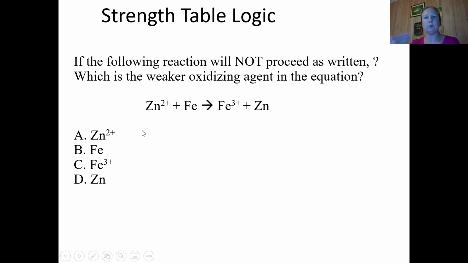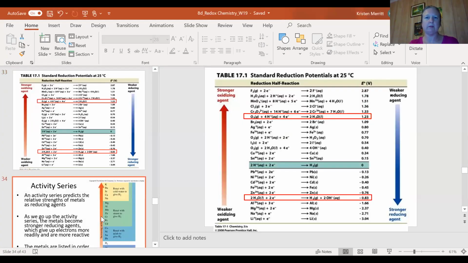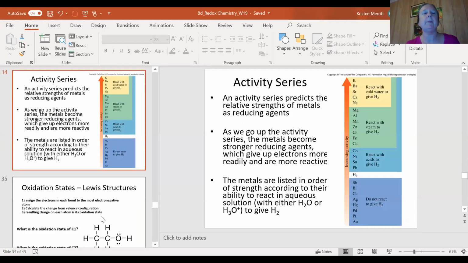So it's a logic puzzle. Just take it step by step with the logic. Don't worry about this table. That's a little more complex than we're getting.